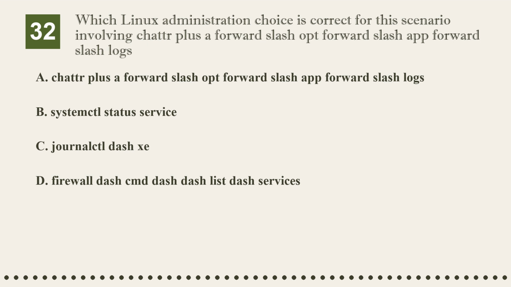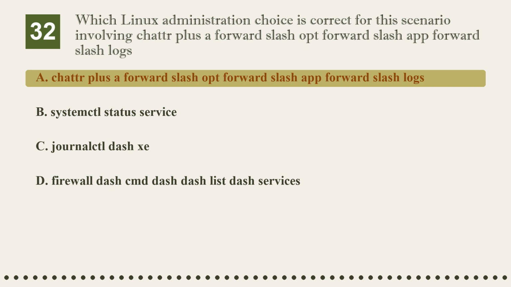Question 32. Which Linux administration choice is correct for this scenario involving chattr +a /opt/app/logs? Option A, chattr +a /opt/app/logs. Option B, systemctl status service. Option C, journalctl. Option D, firewall-cmd --list-services. The correct answer is option A, chattr +a /opt/app/logs.